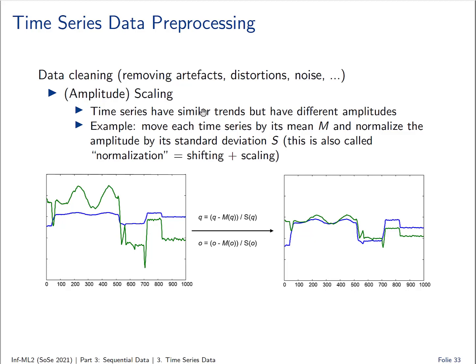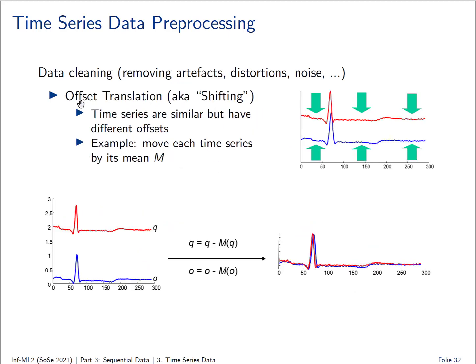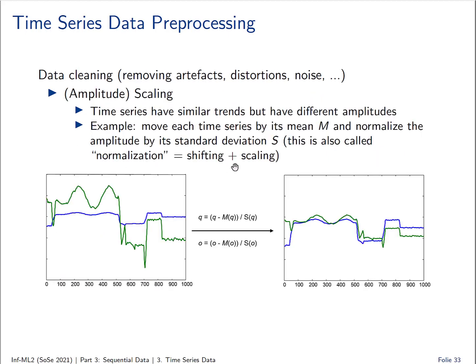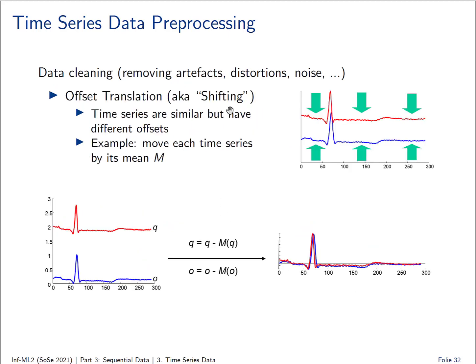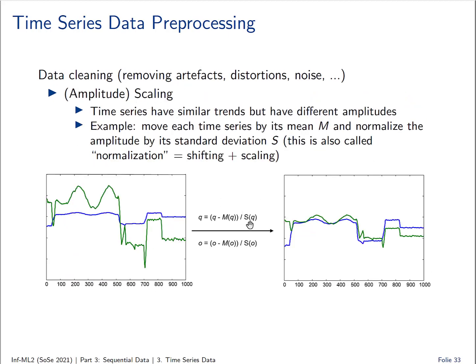Yeah, and you can do even more with the amplitude, which is then called scaling or amplitude scaling. It's the same as before, that we do an offset translation, a shifting with the mean, but in addition also do a scaling. How can we do the scaling? Typically by dividing, or normalizing, in the usual case with the standard deviation. So s is the standard deviation. It's the same as before, but the shifting is followed by a scaling through the standard deviation.